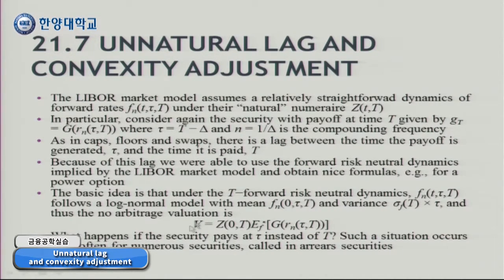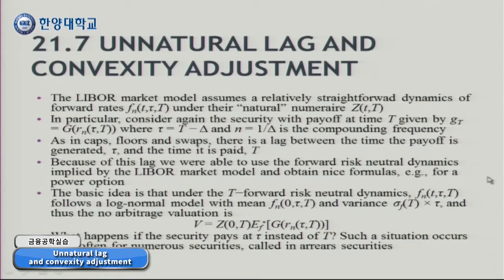Okay, the basic idea is that under T-forward risk neutral dynamics, F(t, τ, T) is a forward rate determined at time t, the forward rate between τ and T. If we do T-forward risk neutral dynamics, then it is a log normal model with this mean and this variance, and basically our valuation is that we simply get the expected value of this G thing, and then we discount it back. Okay? This is what we learned until now.